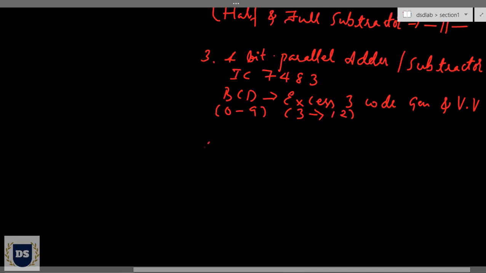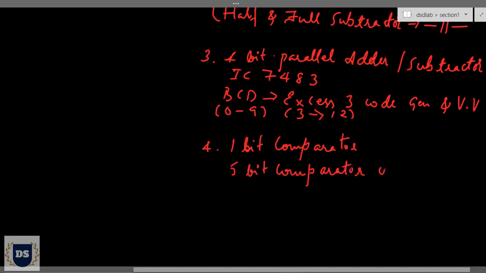In a similar way, in experiment number 4, we'll be designing a 1-bit comparator, as well as we'll also realize a 5-bit comparator using 7485. So magnitude comparators are the units using which we can compare the magnitude of any two numbers. So this is about your experiment number 4.